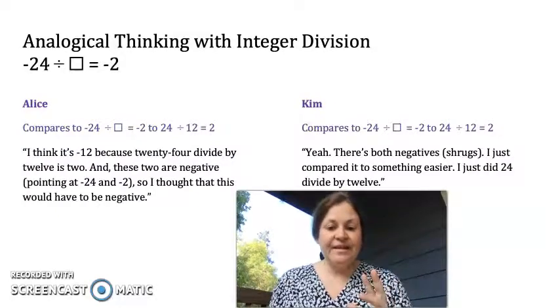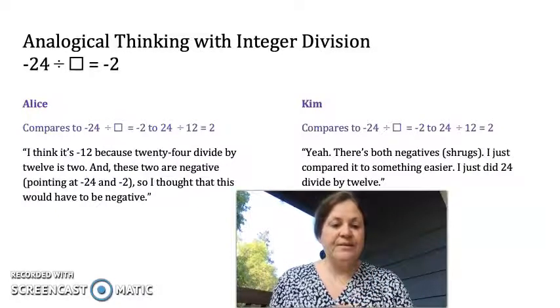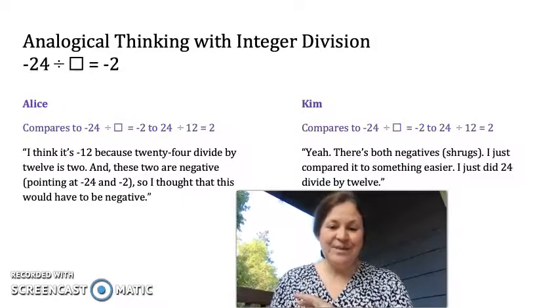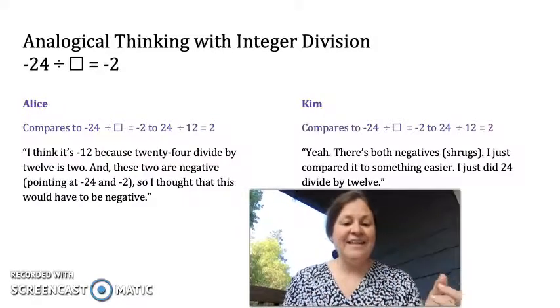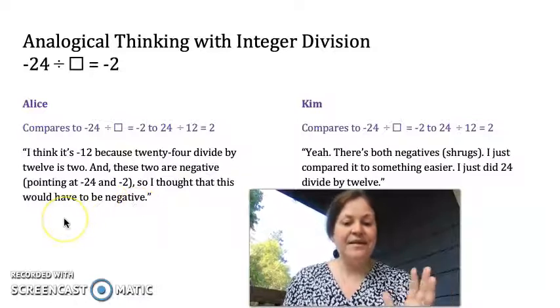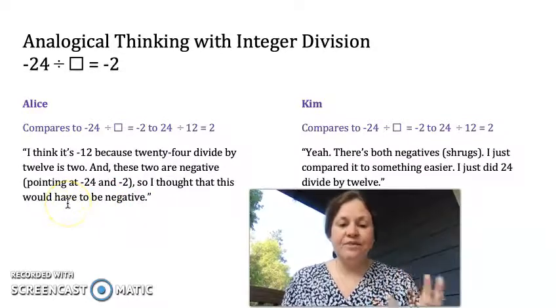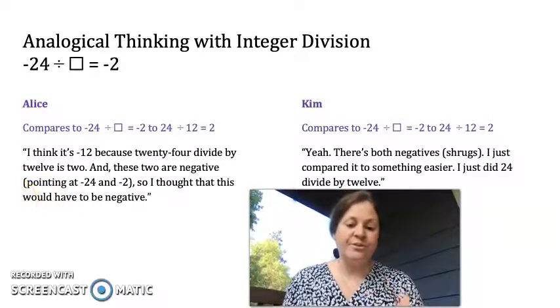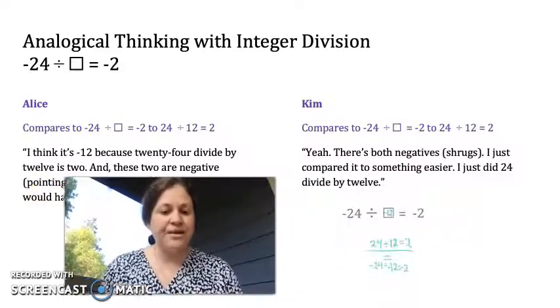So it's interesting because Kim's getting the correct solution with the same analogy, and Alice is getting the incorrect solution with the same analogy. But Alice ends up changing her mind to positive 12 later on through direct modeling, which I'm not going to talk about today.